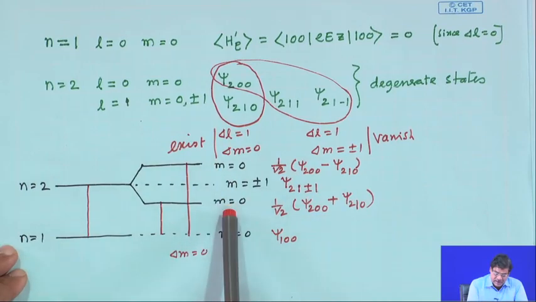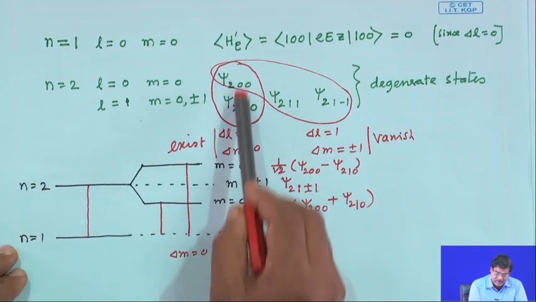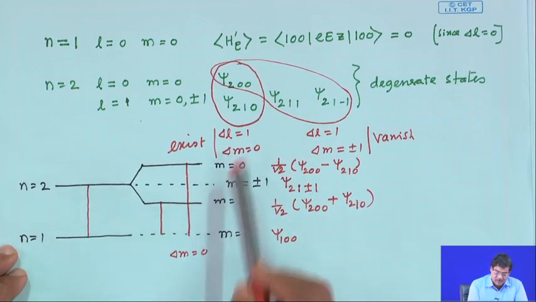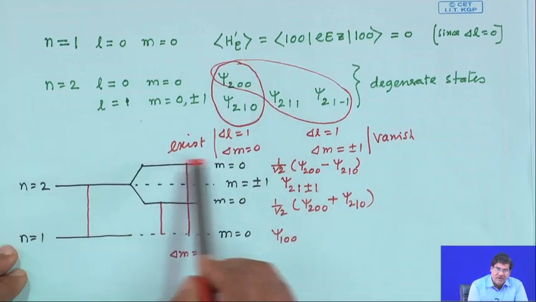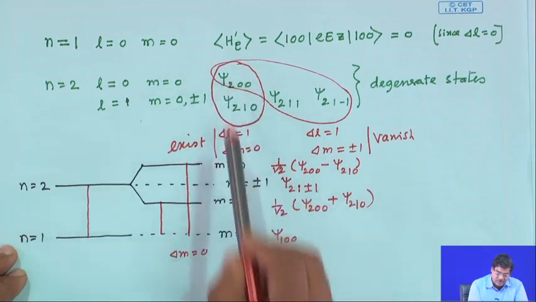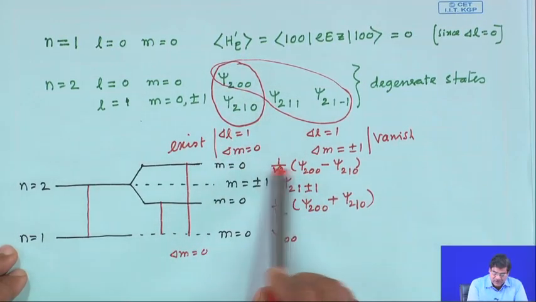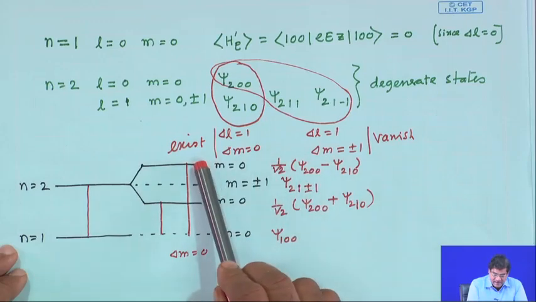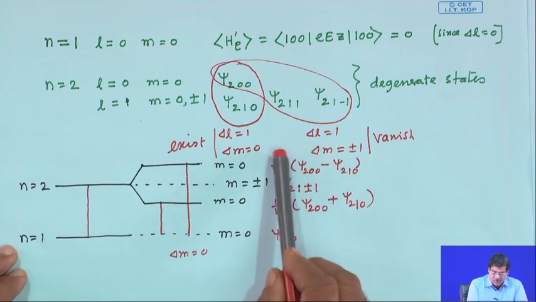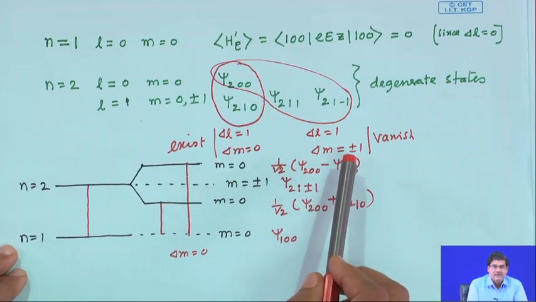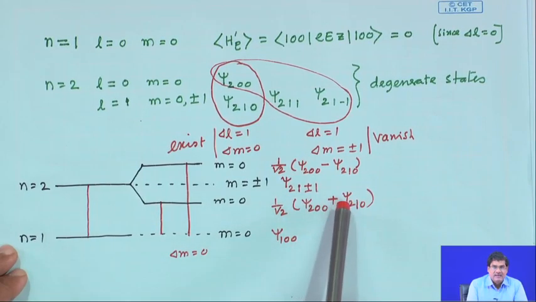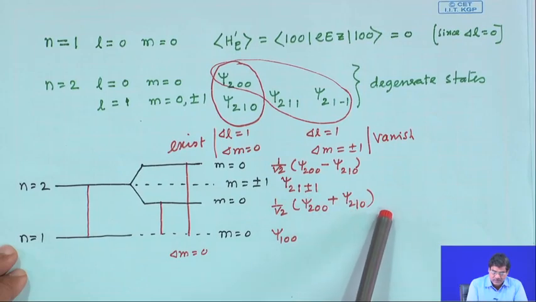Here these 2 states are split into 2 states, but they are mixture states. That is why the wave function for each state comes from a combination of these 2. So, one can write the wave function for this energy, normalized, as 1 by root 2 (psi 2 0 0 minus psi 2 1 0), and the other is 1 by root 2 (psi 2 0 0 plus psi 2 1 0).